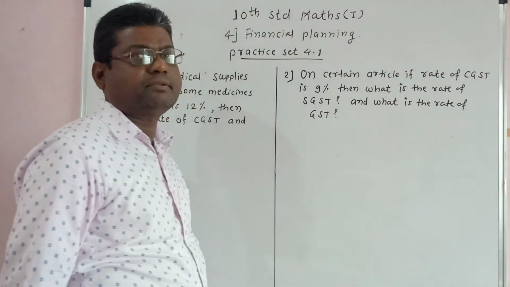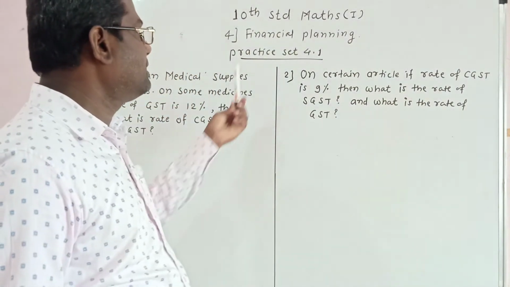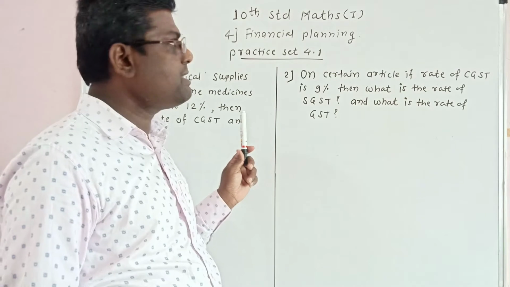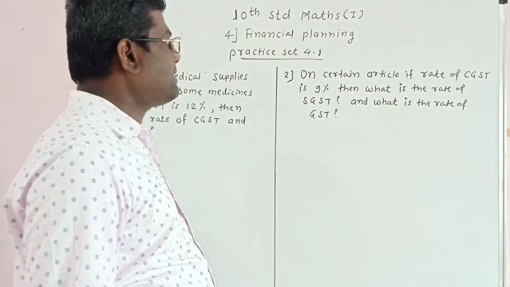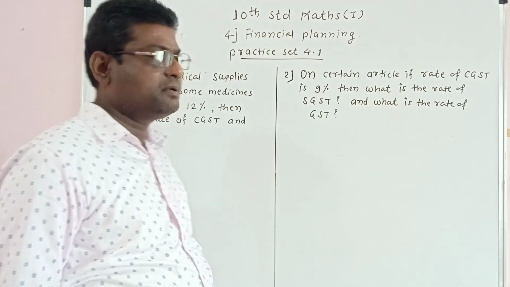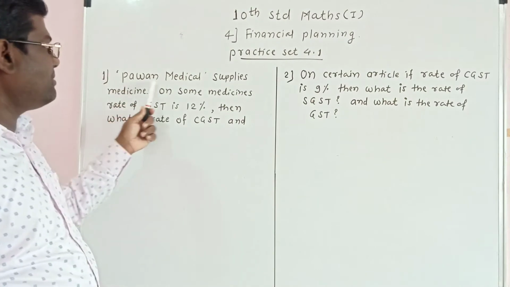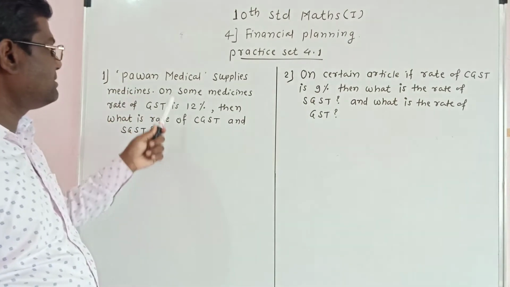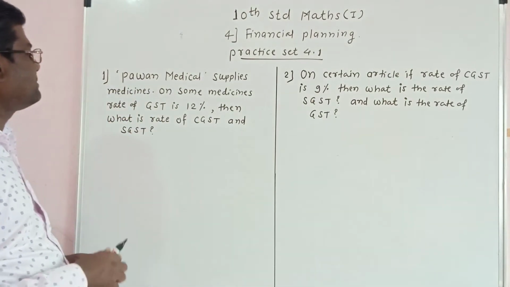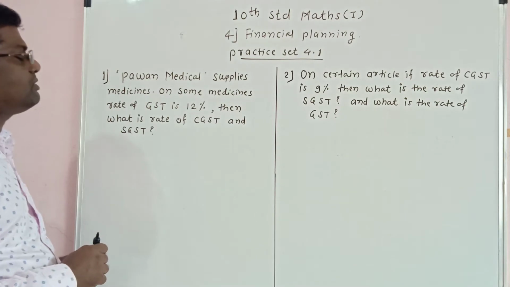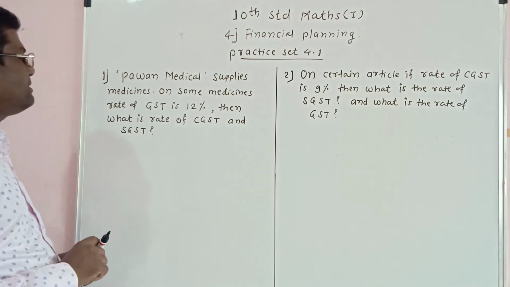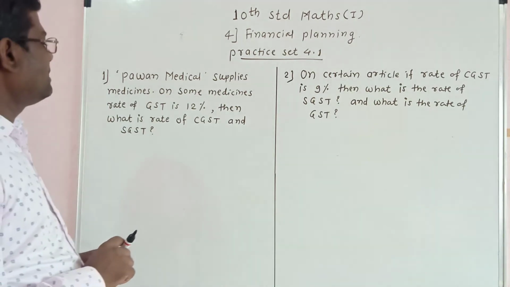10th class Maths Part First, Lesson number 4, Financial Planning. Practice set 4.1. Question number 1. Pawan Medical supplies medicines. On some medicines, rate of GST is 12%. Then what is the rate of CGST and SGST?